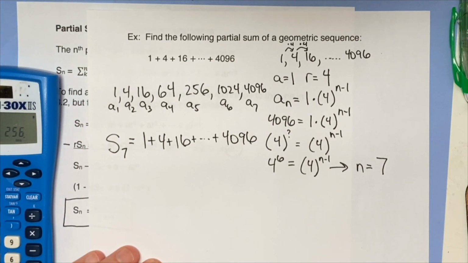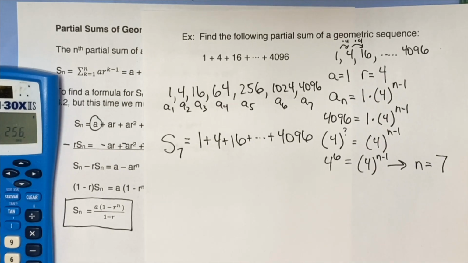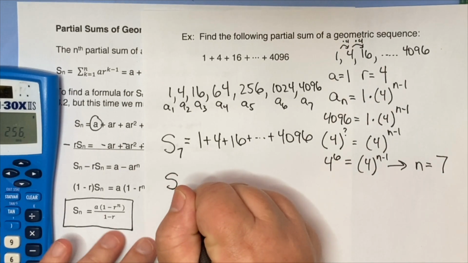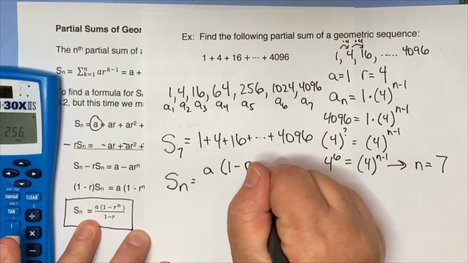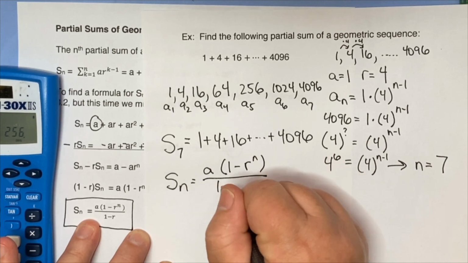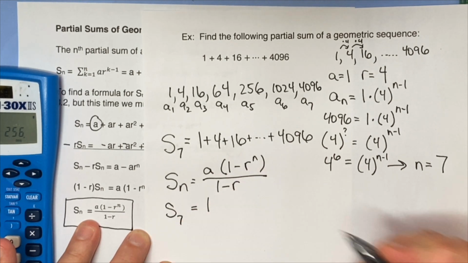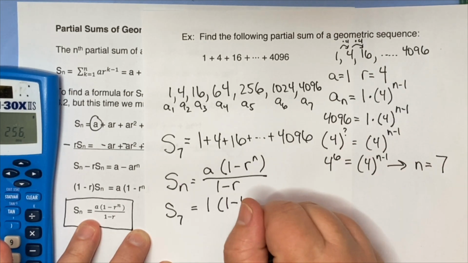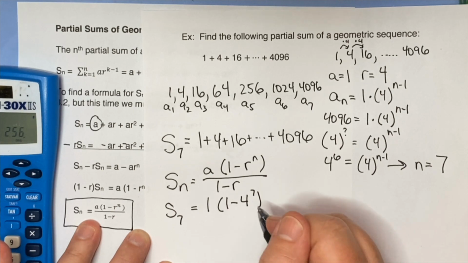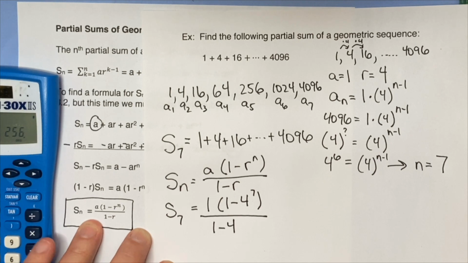Okay, so let us go back to this lovely formula here. S sub n is equal to A times the quantity 1 minus r to the n all over 1 minus r. So S sub 7 is 1 times 1 minus r to the n, my r is 4, 4 to the 7th, all over 1 minus 4. Does that make sense? Woohoo.